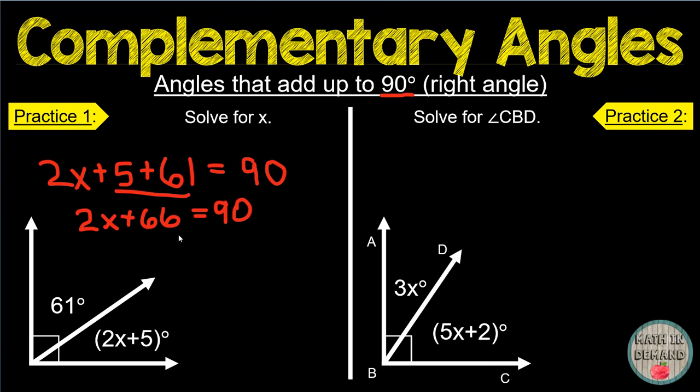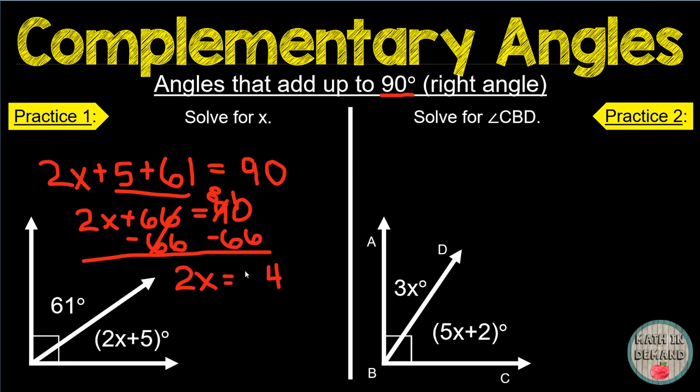Now this is a two-step equation. In order to solve a two-step equation, I need to get my variable by itself. In order to do that, I'm going to subtract 66 on both sides. So we'll cancel. I will bring down my 2x equals 90 minus 66. Again, I will have to borrow. This becomes 8. 10 minus 6 will give me 4. 8 minus 6 will give me 2.